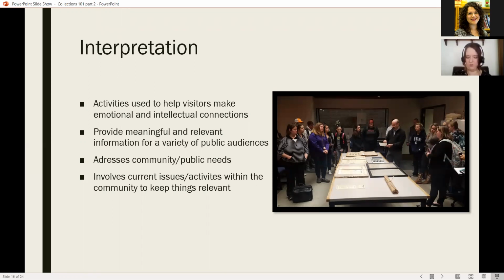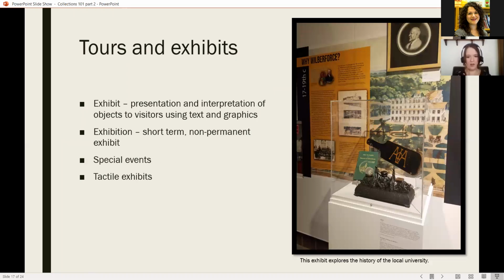So yeah, collections kind of don't mean a whole lot unless people get something out of it. Tours and exhibits are probably the major, most common way people interact with artifacts. Exhibits present and interpret objects to visitors using text and graphics, and just presenting information in writing about these items, or via speech if you're giving a tour.